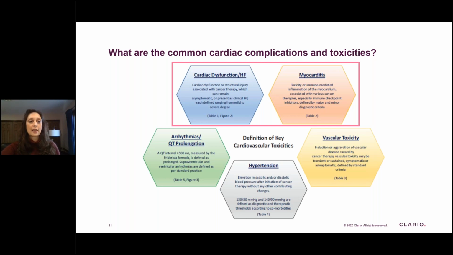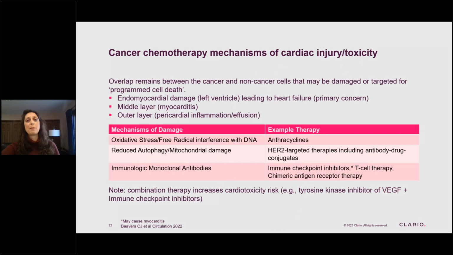So let's move to the next slide and talk about those mechanisms of cardiac injury and toxicity. So I have a table here. I'm not going to walk through it, but we have some example therapies and different mechanisms of damage. But the overarching principle is that there still remains overlap between cancer and healthy cells that can be damaged or targeted for programmed cell death by these cancer therapies.